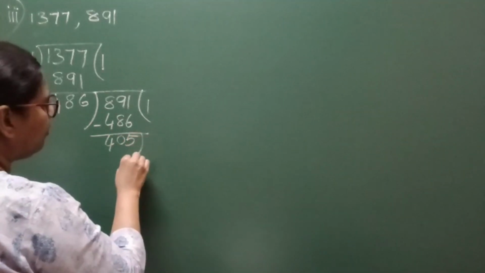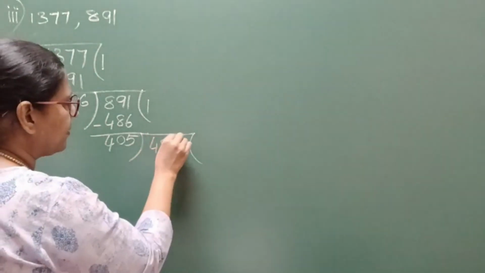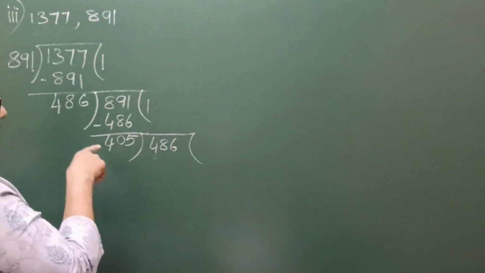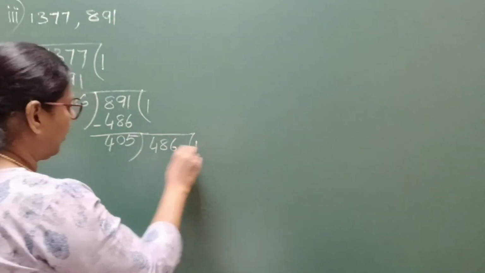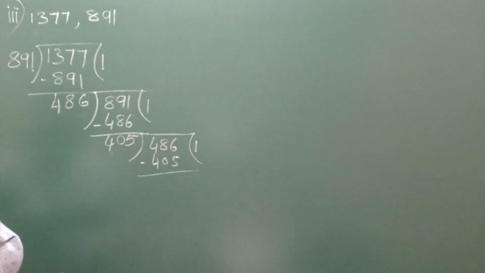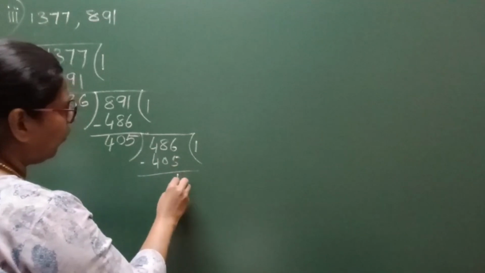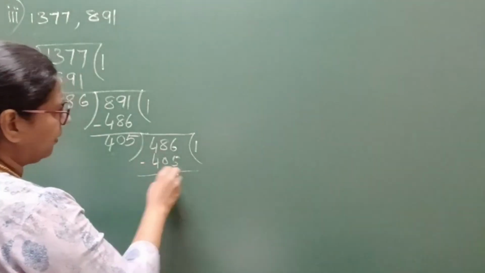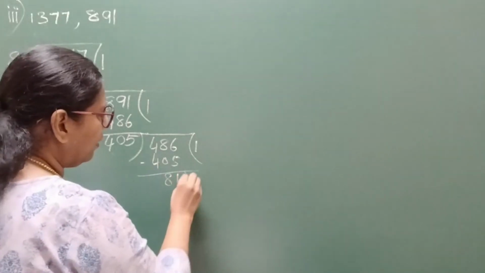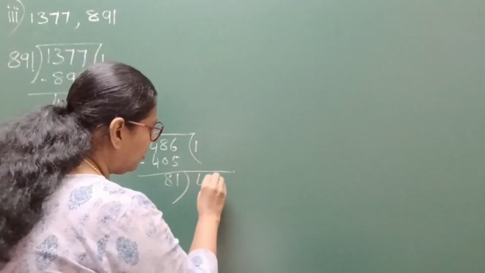405. That will be our next divisor. And 486, the previous divisor, will be our dividend now. 405, 486. Only 1 time. 405. Now 6 minus 5 is equal to 1. 8 minus 0 is equal to 8. 4 minus 4 is equal to 0. So we got 81 as a divisor now, and 405 will be our dividend.